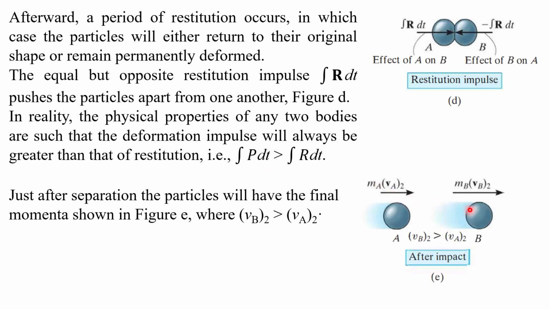So this is the instance after the impact. Particle A, VA, is still moving, and particle B is moving ahead. So there will no longer be any collision again, because VB2 is greater than VA2.